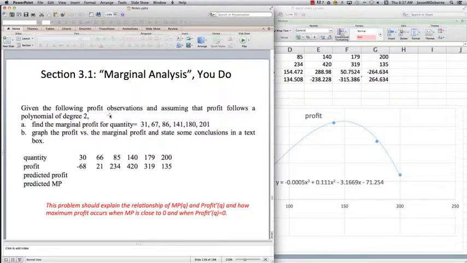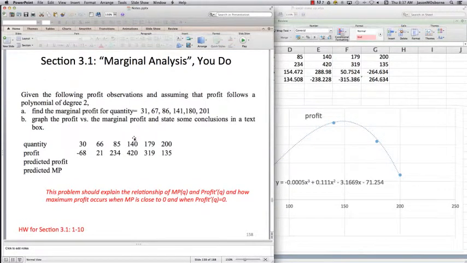This is a quick video to resolve an issue that many of us saw in class the other day about the trend line and the data not matching up as we expected. The problem we were considering was on page 158 of the notes, and you were given quantity and profit information. If you're selling 30 items, you're losing $68, and if you sell 179 of these objects, whatever they may be, you're making a profit of $319, let's say.